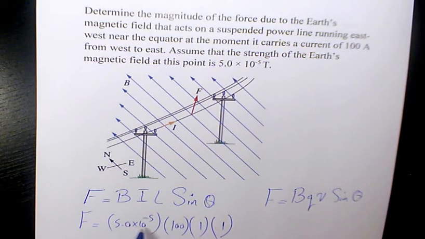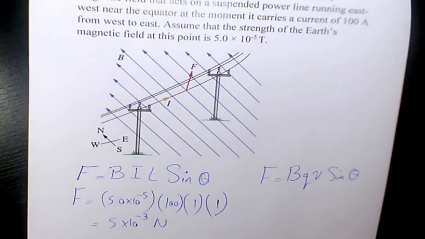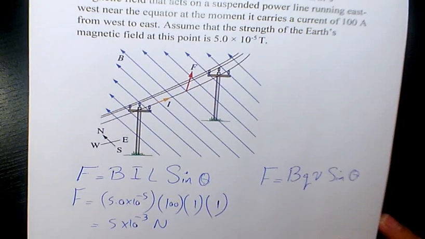So 5 times 10 to the power of negative 5 times 100 is going to be 5 times 10 to the power of negative 3 Newton. So that's how we calculate the magnetic force.